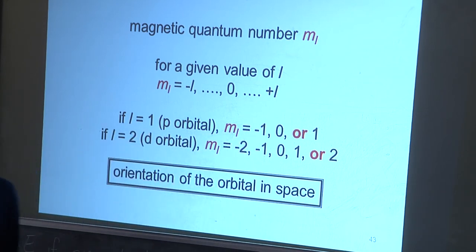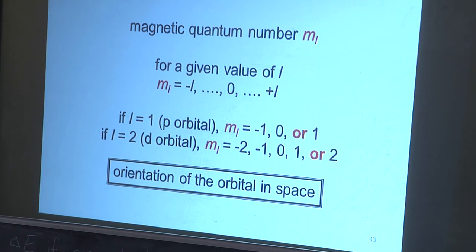I know this is all coming at you very fast, but let's think about if you have N equals 2. If N equals 2, L can be 0 or 1. If N is 2 and L is 1, then it's a p orbital.